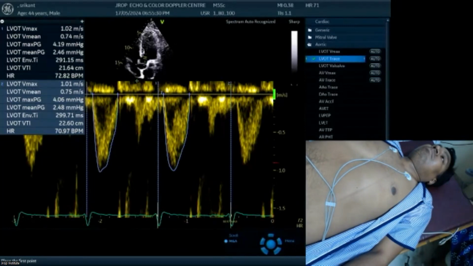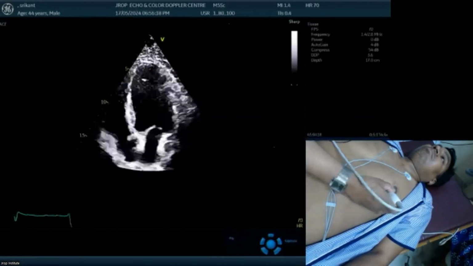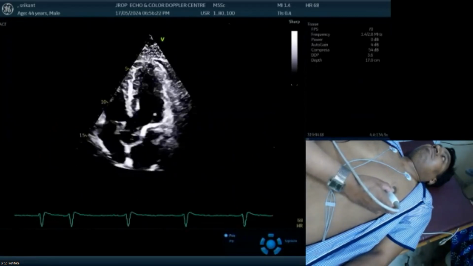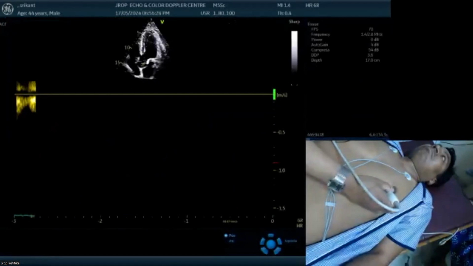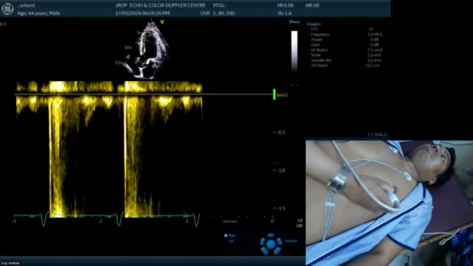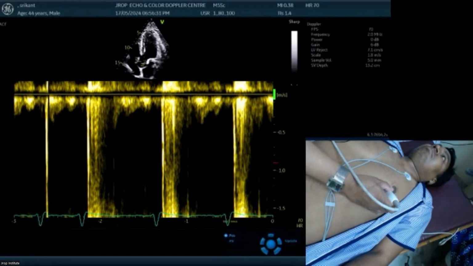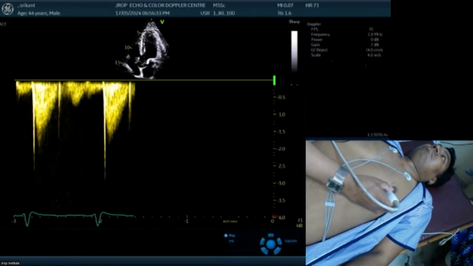Same picture. I'm going to take an aortic valve VTI. So what I'm going to do is I'm going to keep my cursor distal to the tip of the leaflet. Now erasing is happening. My line is gone up. So what I'm going to do is switch over to continuous wave.